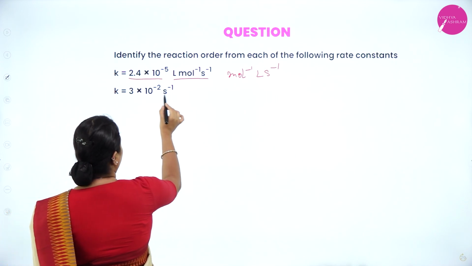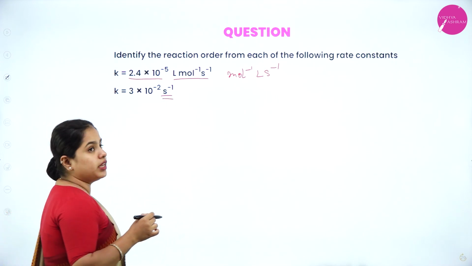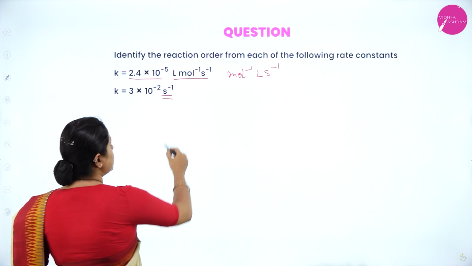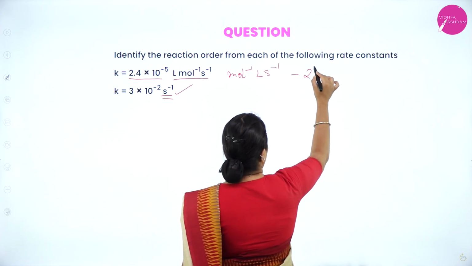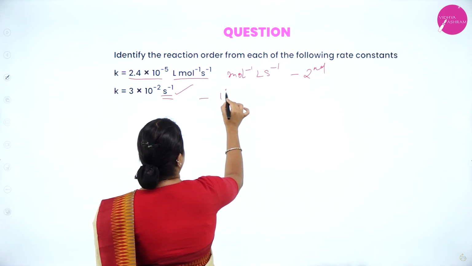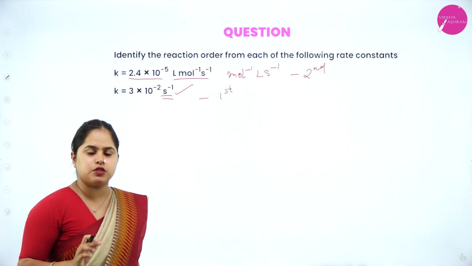Now the last one you have is 3 into 10 to the power minus 2 second inverse. Second inverse is the unit for a first order reaction, right? So the first is a second order reaction and this is a first order reaction. I hope that is clear just by looking at the unit.